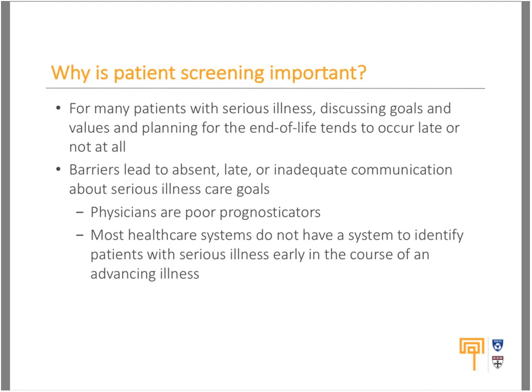The better we know someone, the worse we do, and we tend to systematically overestimate how long people have to live. Also, systems don't help us out too much. Electronic medical records and a lot of health systems do not have the tools to help us as clinicians identify patients earlier in the course of illness. Together, those two things lead to us not knowing who needs conversations early enough in the course of illness.